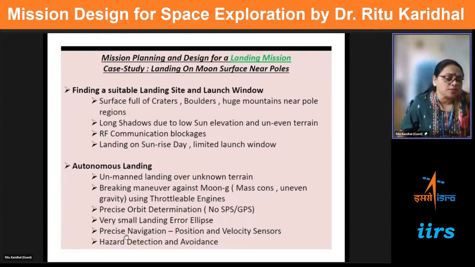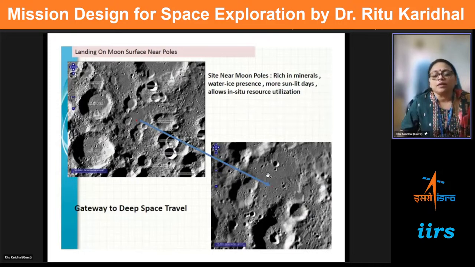Those things are precise navigation. And then, as I told, hazard detection and avoidance. When landing, we have to see where we are going to land, and if there are still very small boulders, we should not land there, because the craft should not topple when it is landing. So we need to ensure that there is no hazard. We need to place those types of sensors so they can tell where to land. So when we do a landing mission, many challenges are there to ensure a soft and safe landing.